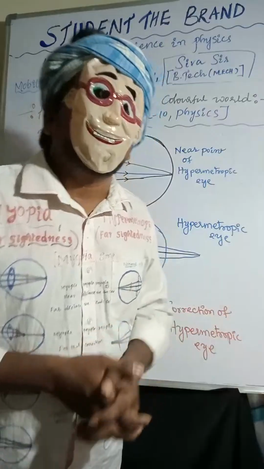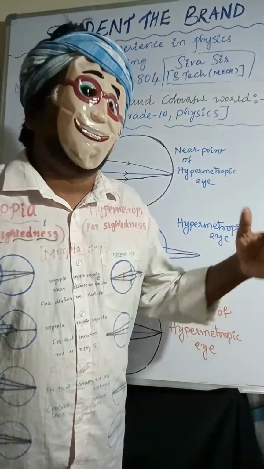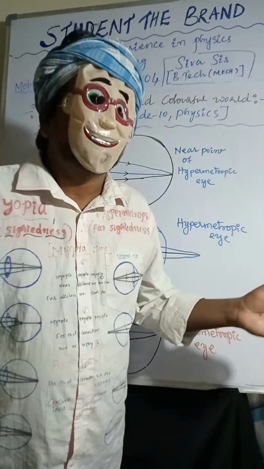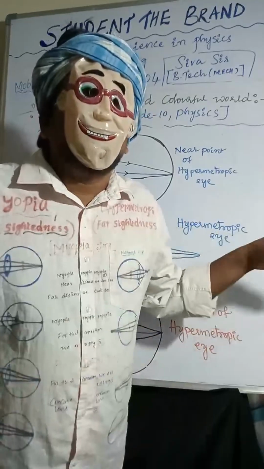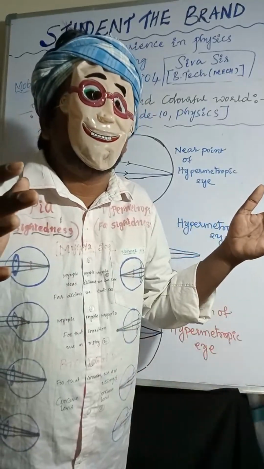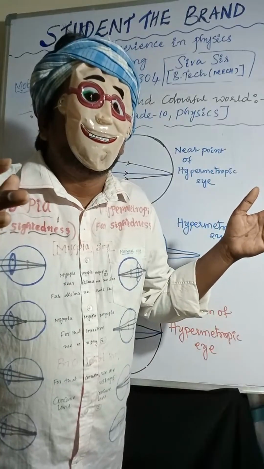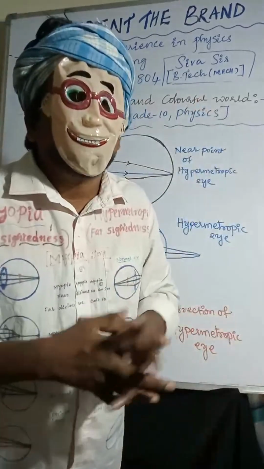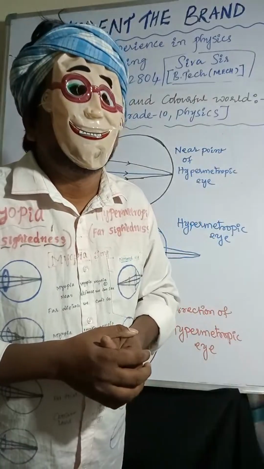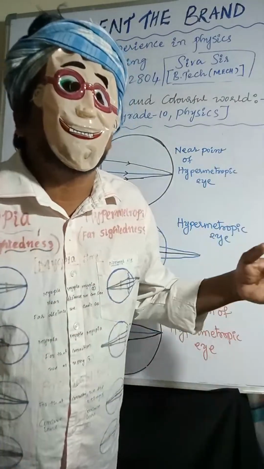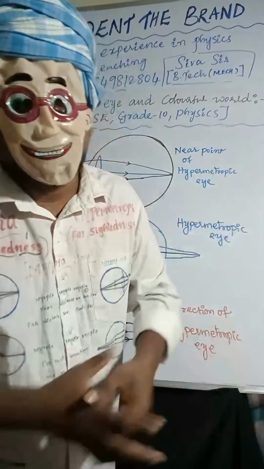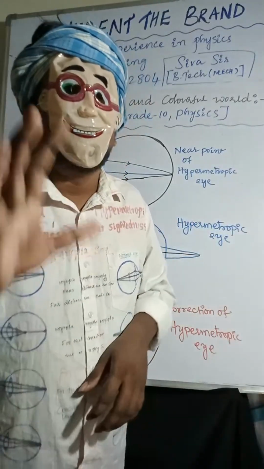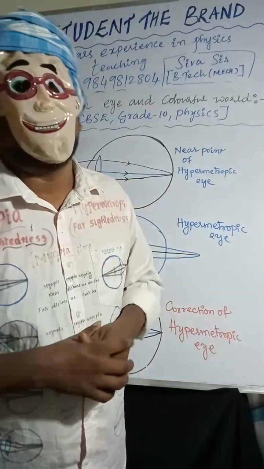Astigmatism. Astigmatism is nothing but the person can't see horizontal lines as well as vertical lines. By using a suitable cylindrical lens, we can correct the defect of astigmatism. I hope it is very clear to you all.